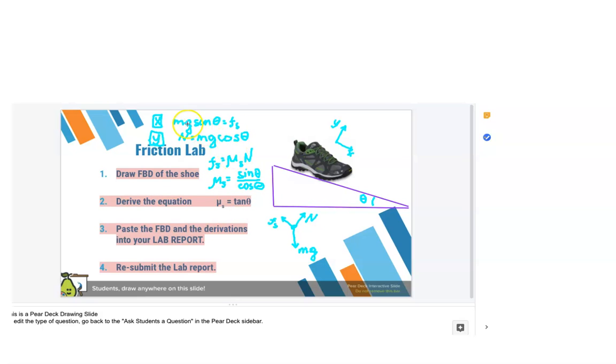After you do some algebra with these three equations, you get that the coefficient of static friction equals sine theta divided by cosine theta, and using trig relationships, you'll get that it equals tangent theta. So that was the video explaining the derivation of this equation and the free body diagram.